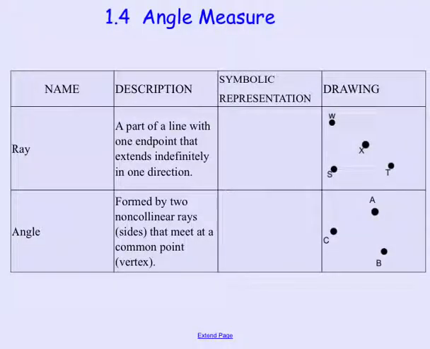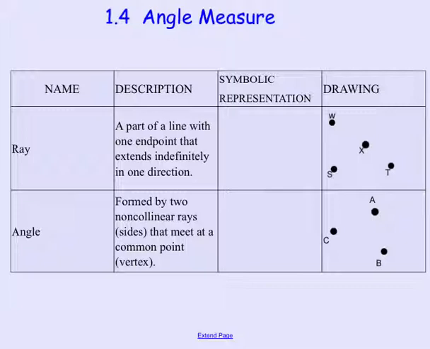So, starting with number 1. First of all, it has a lot of this written in for you, but I think it's still important to remember it. A ray is a part of a line with an endpoint that extends indefinitely in one direction. So it's like a line, but it's not going to extend indefinitely both ways. It's just going to extend indefinitely one way.